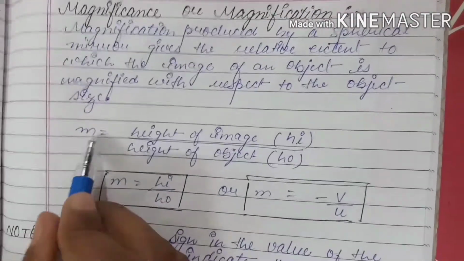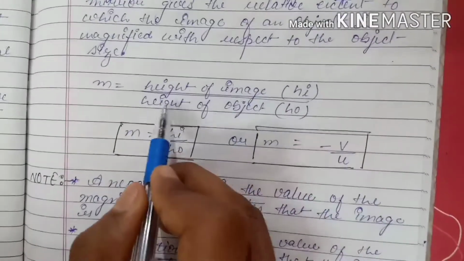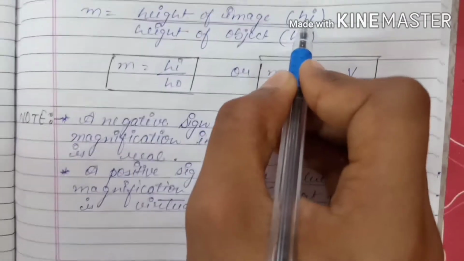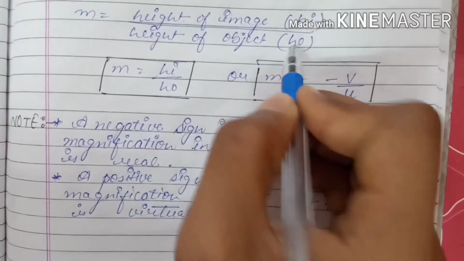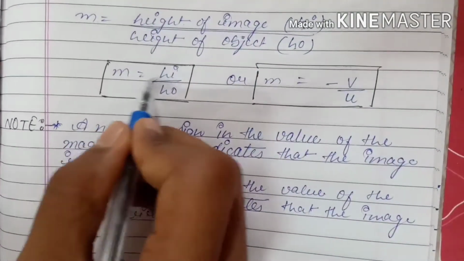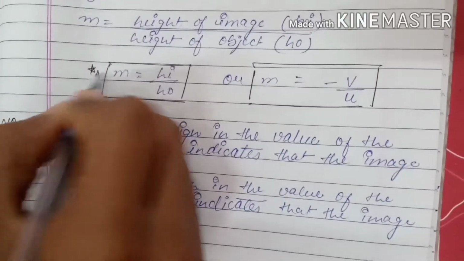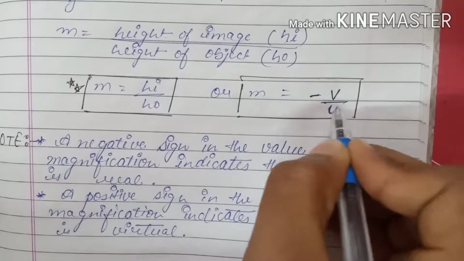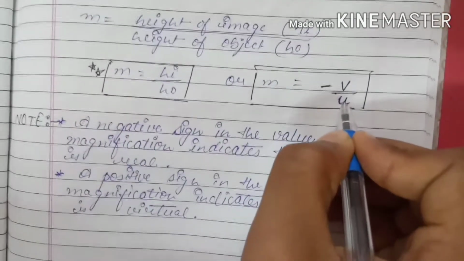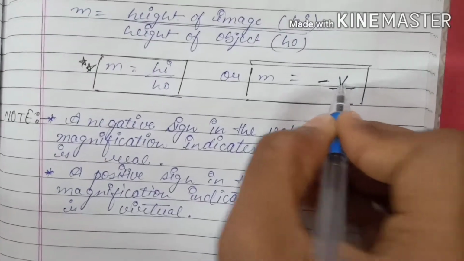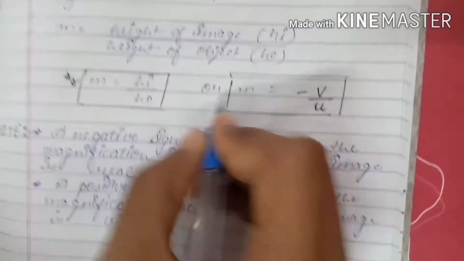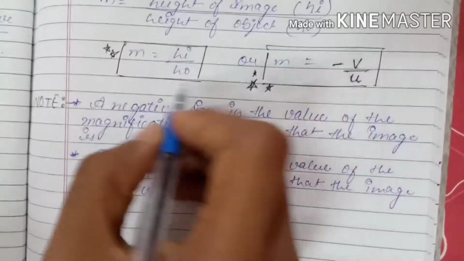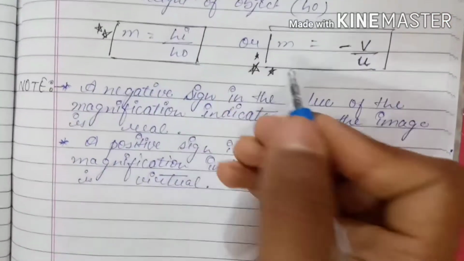Now the formula for magnification is height of image upon height of object. The height of the image can be indicated by hi and of the object by ho. So simply we can write m is equal to hi upon ho. Now the other formula for magnification is minus v upon u. Now v and u are the same which you have studied in the mirror formula. v is the image distance and u is the object distance. This is also a formula which is very frequently used in numericals. So you have to learn these two formulas also by heart.